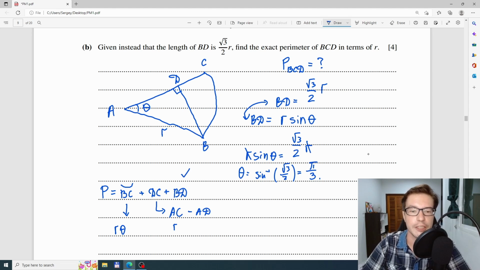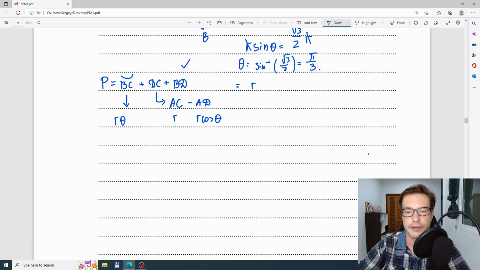Now AD is adjacent to the angle theta, so I have to multiply r by cosine theta. Okay, so all in all, I've got r theta plus r minus r cosine theta, and we already know that theta equals pi over 3, so all we have to do is to substitute pi over 3 instead of theta.